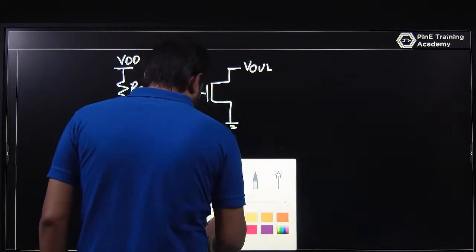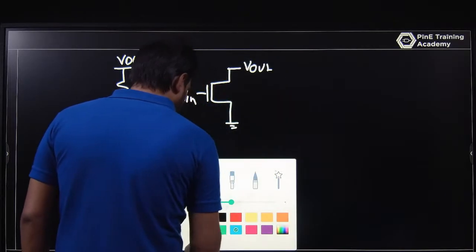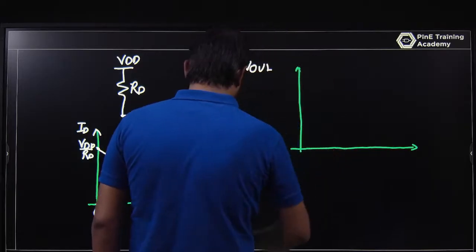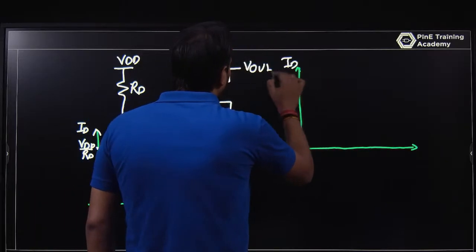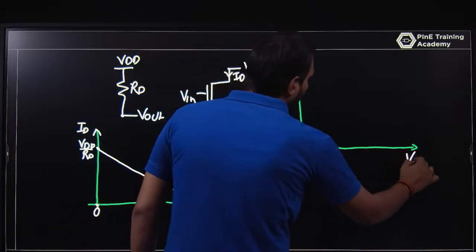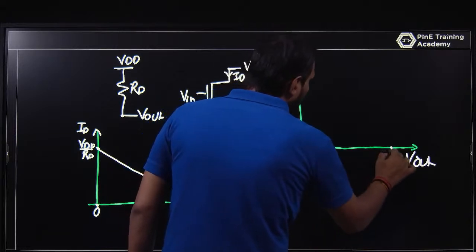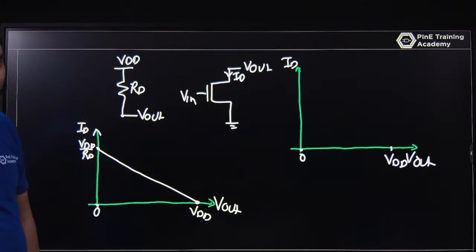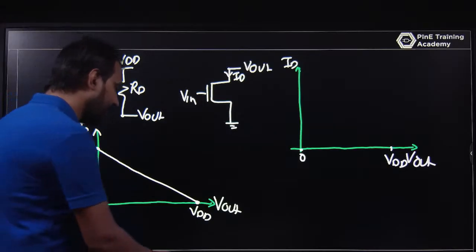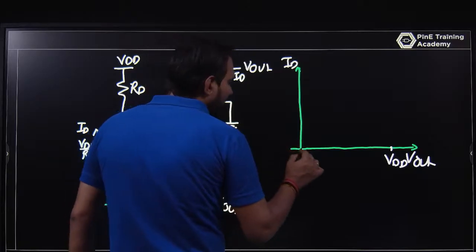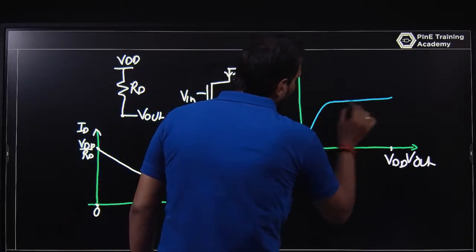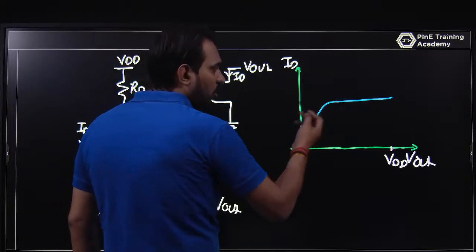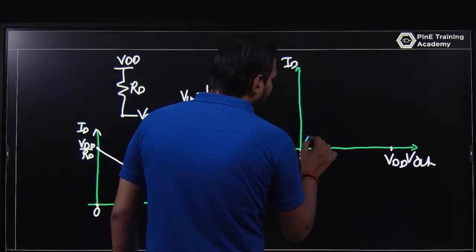Similarly, let me think in such a way: you have a drain current, this is the drain current, and Vout is changing from 0 to VDD. What will happen? You know the ID versus VDS graph, where VGS is fixed. Let VGS be Vx, it will be like this, if lambda is not 0. If lambda is 0, meaning channel length modulation is not present, the ideal case, it will be like this.